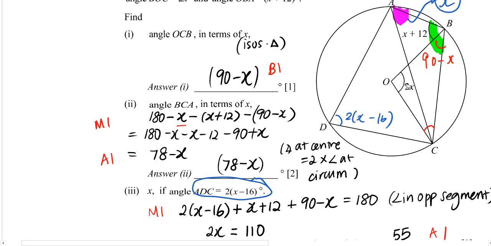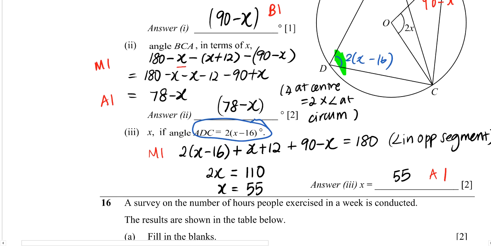Okay, let me erase all the irrelevant parts. Now we are just going to focus on this green angle and this angle over here. They are angles in opposite segments, so they must add up to be 180. Add them up. You got the answer already? For x, 55.